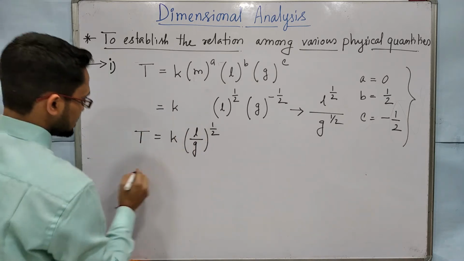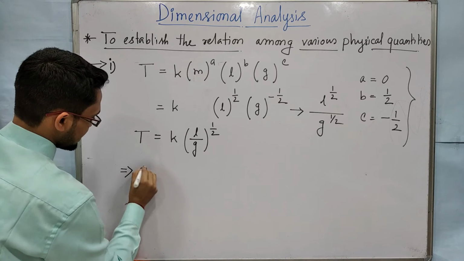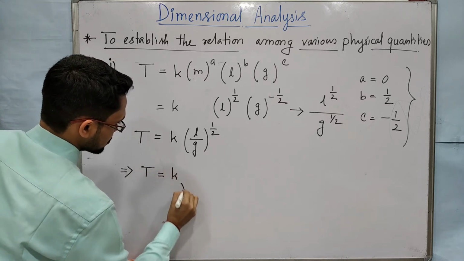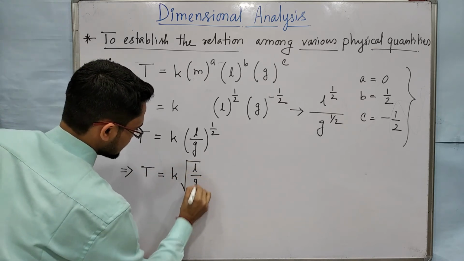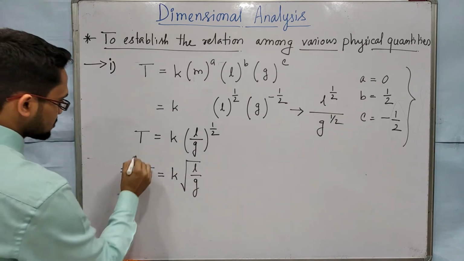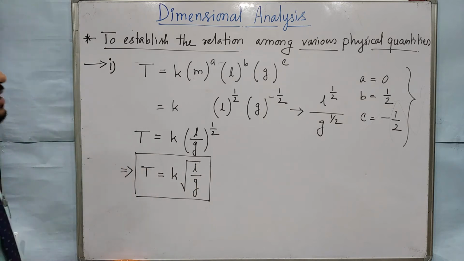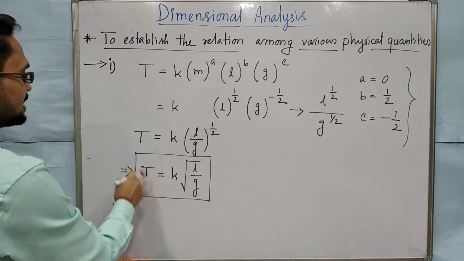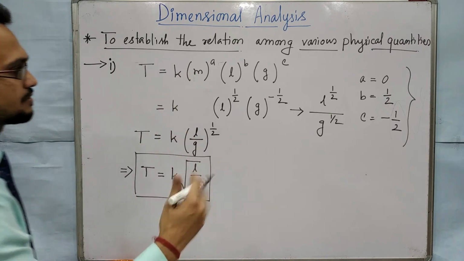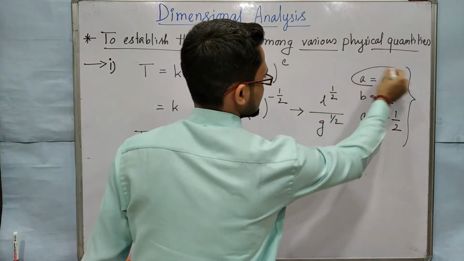Now the power is half. That means root over L by G. So this is our required relation among the four physical quantities. T does not depend on M. That is another fact, because we are getting A equal to 0 here.